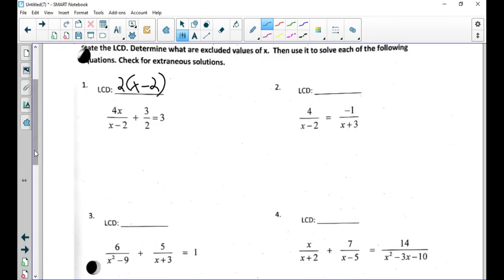Now here's the beauty of this. Since we're solving, we do not need to find a common denominator. We're going to multiply every term by this just on the top. So I'm going to multiply this by 2 times x minus 2 in parentheses. I'm going to multiply here times 2 times x minus 2 in parentheses. And I'm going to multiply here times 2 times x minus 2 in parentheses. Now, remember, this is 3 over 1.